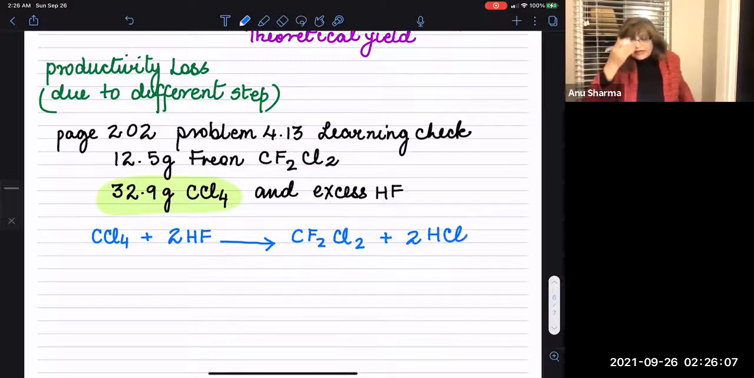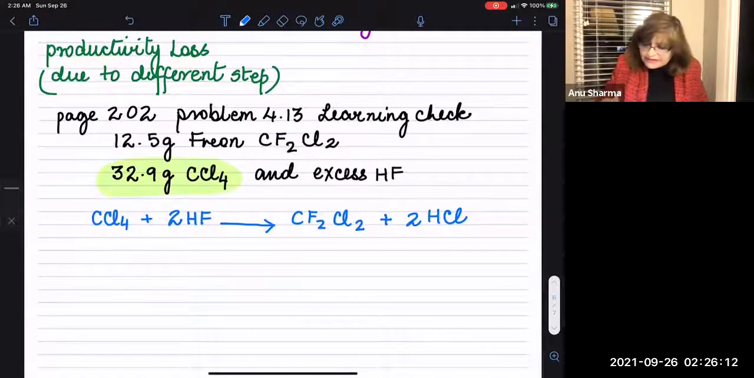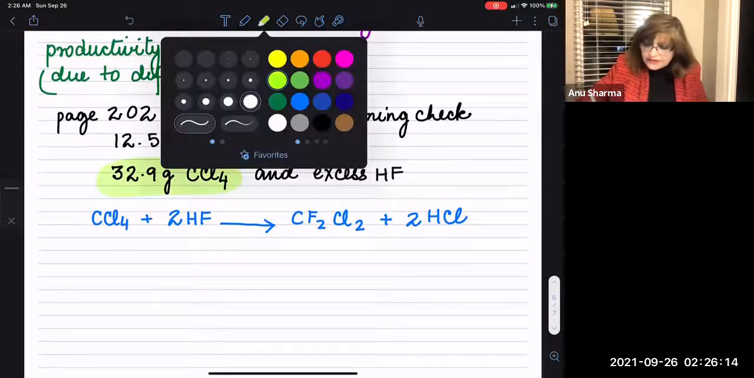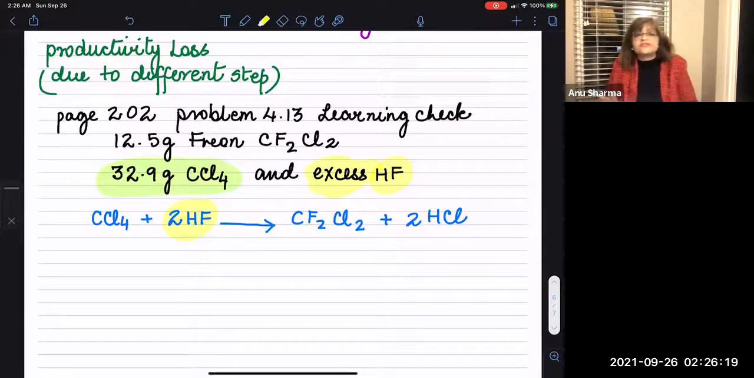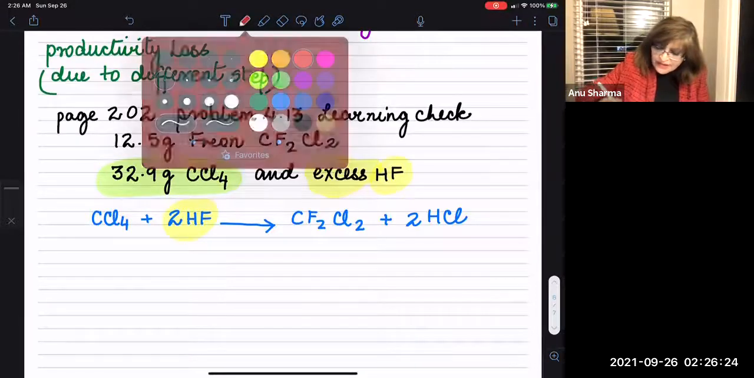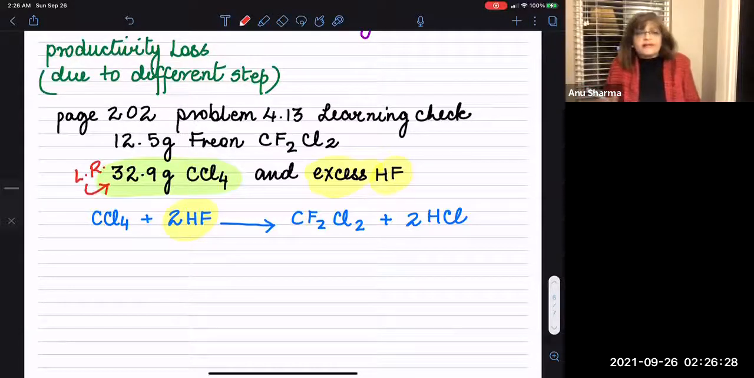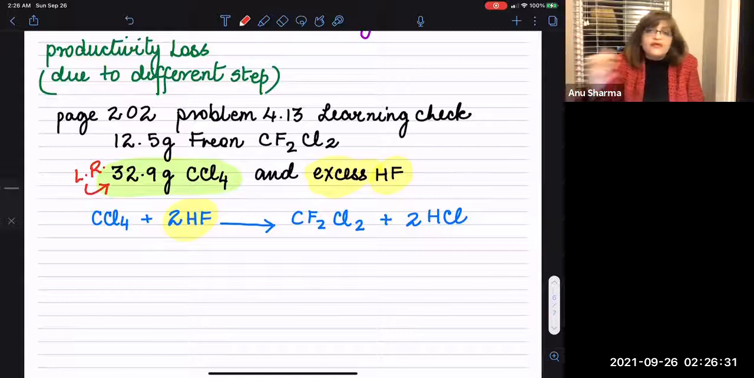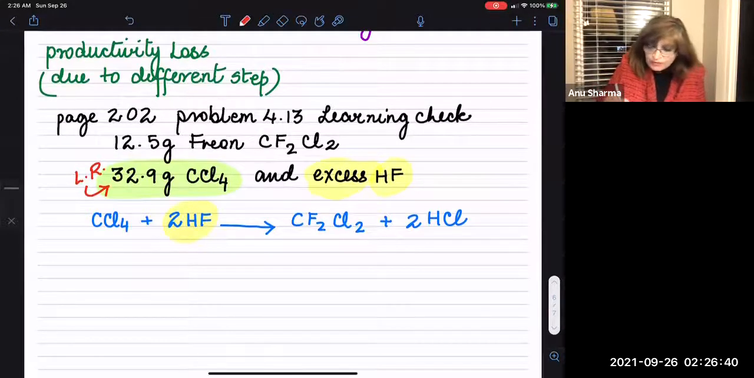Generally we find out the limiting reactant, but since we are given a hint here that the hydrogen fluoride is in large excess, that automatically means that this guy is the limiting reactant. Back to that cheese analogy, lots of cheese, we cannot make sandwiches unless we know we are limited by the supply of bread. Same story here.